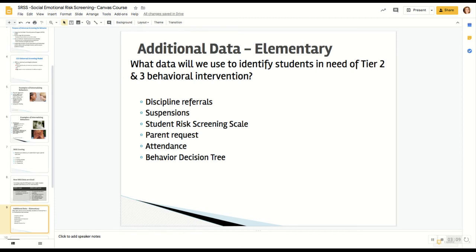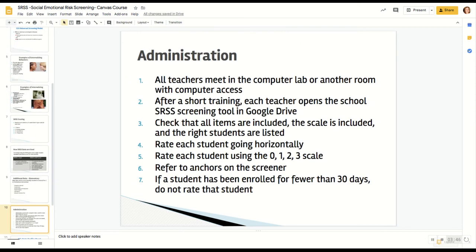It's also important to note that the SRSS data is not the only data that's used to identify students in need of Tier 2 or Tier 3 behavior interventions. We also look at discipline referral data, suspensions, parent requests, attendance data. There's a document called Behavior Decision Tree that gives a list of different types of behaviors that are more aligned with either Tier 2 or Tier 3 support. So all of those are considered when determining what students need supplemental or intensive supports.